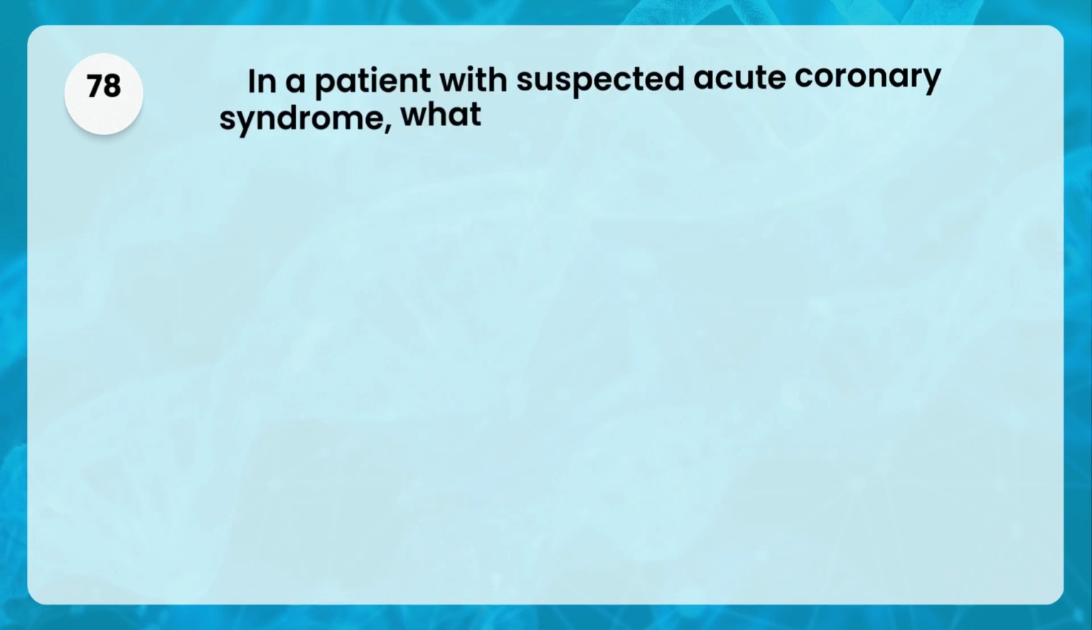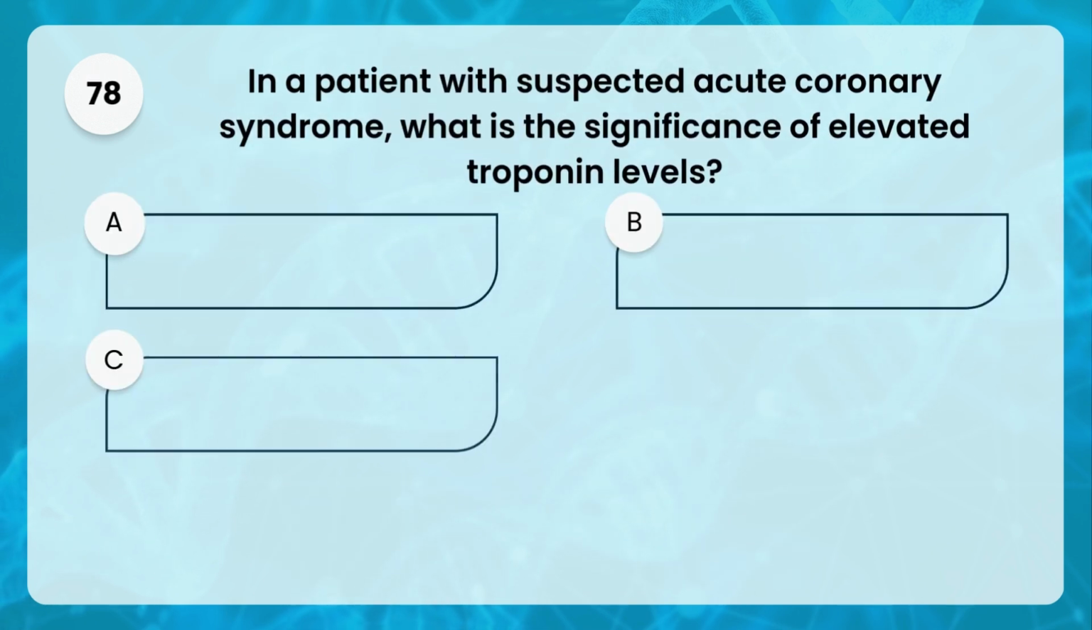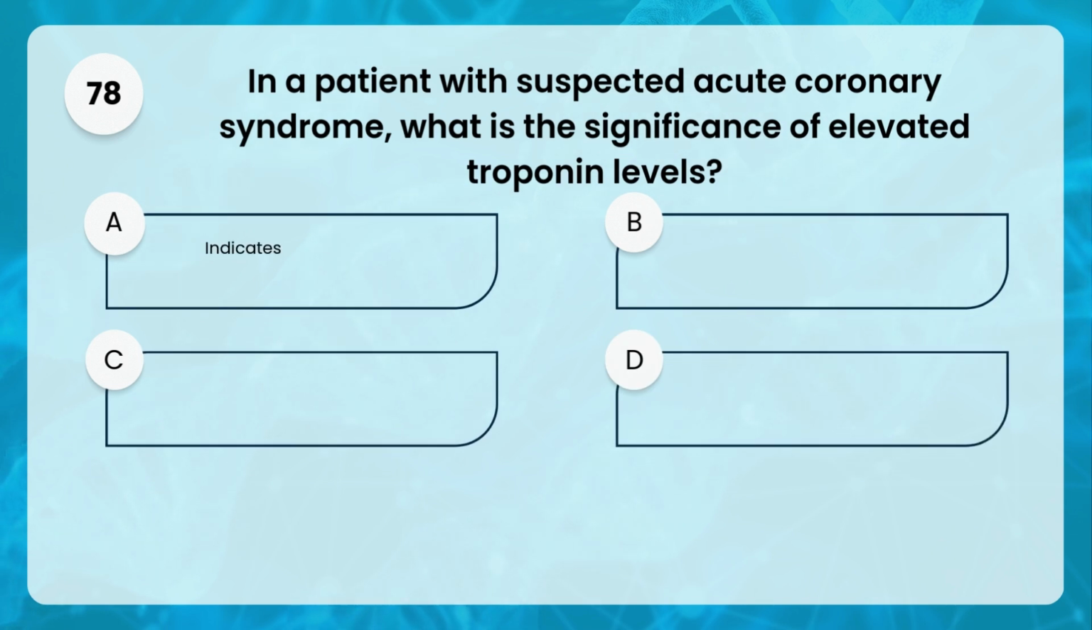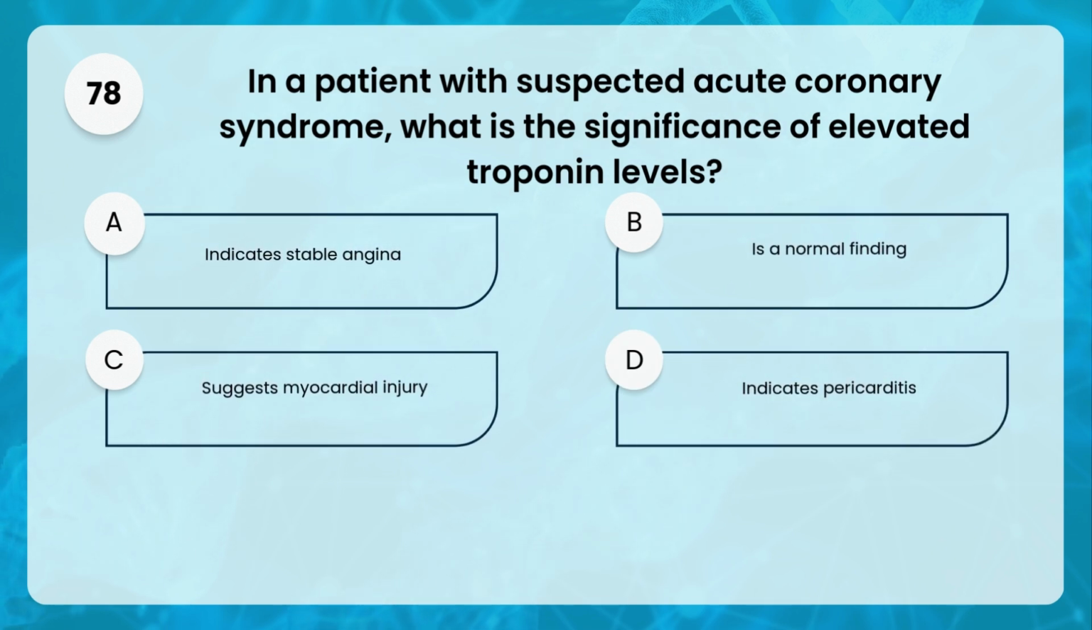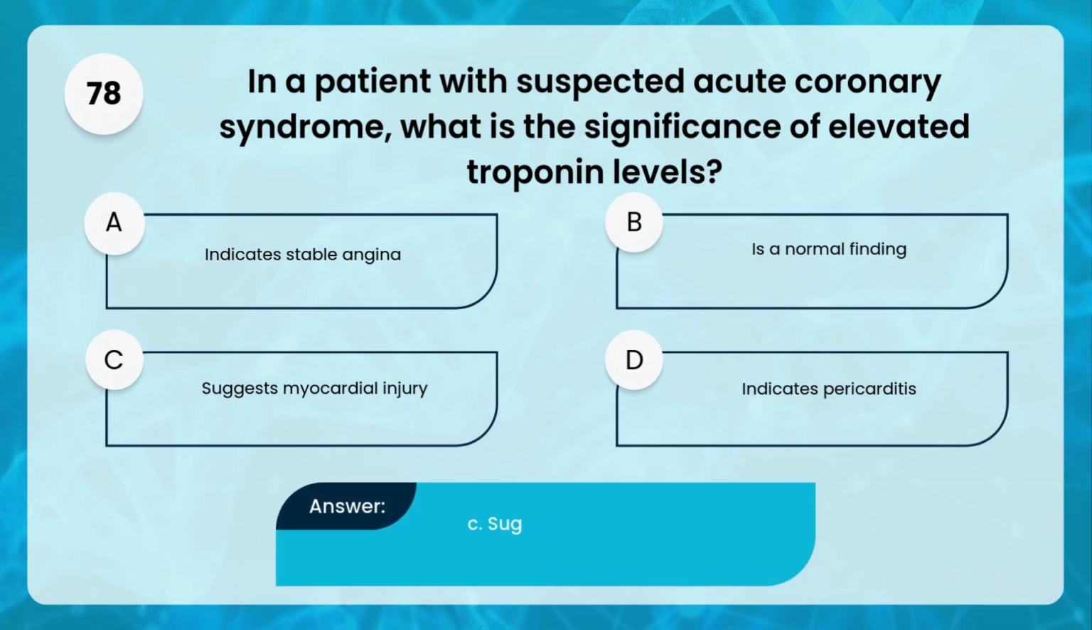Number 78. In a patient with suspected acute coronary syndrome, what is the significance of elevated troponin levels? A. Indicates stable angina. B. Is a normal finding. C. Suggests myocardial injury. Or D. Indicates pericarditis. The answer is C.